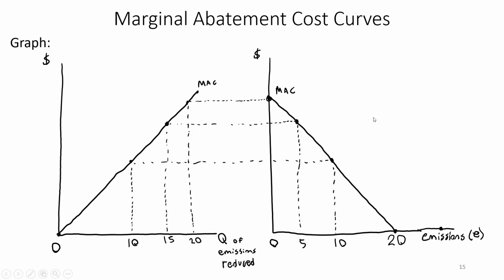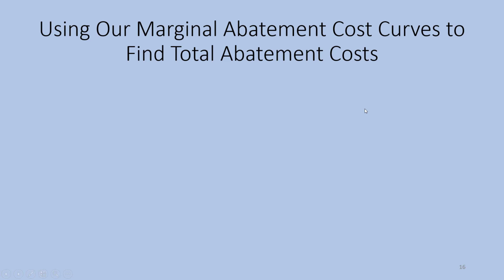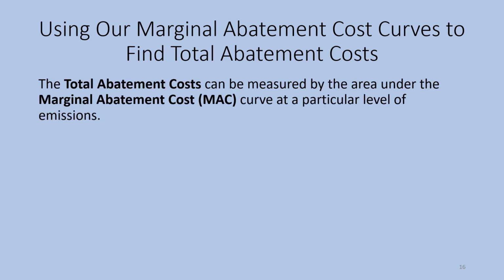All right, so that's what your marginal abatement cost curve looks like. Now, let's use our marginal abatement cost curve to find total abatement costs. In the same way that your total damage cost is the area under your marginal damage cost curve, your total abatement cost can be measured as the area under your marginal abatement cost curve at any particular level of emission. So once again, the total is just the area under that marginal curve.